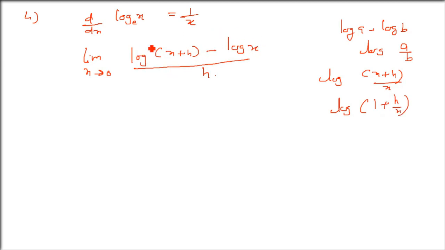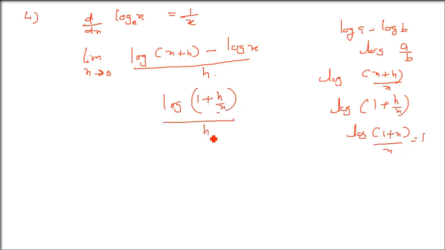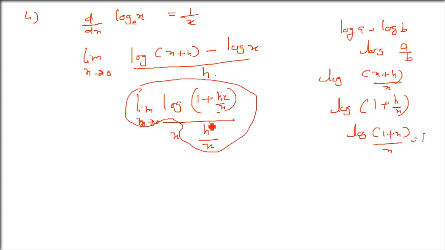Now this whole thing I am replacing by log of 1 plus h by x. Now we have seen that limit of log(1 plus x) by x is equal to 1. So for log of 1 plus h by x, we need h by x in the denominator, so we are dividing by x and multiplying by x. Now if you apply the limit h tends to 0, this whole is going to be 1, because log(1 plus k) by k is 1 if k is tending to 0. Only 1 by x is remaining. So this 1 by x is the answer here.